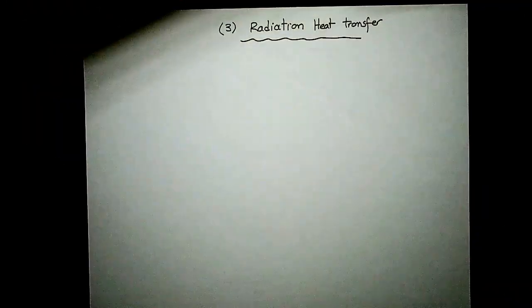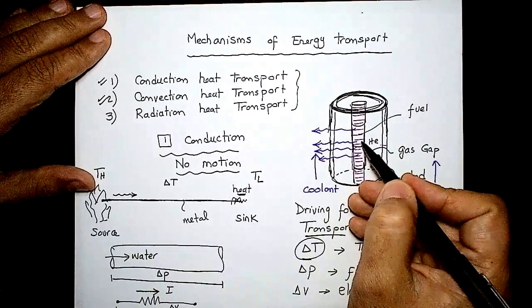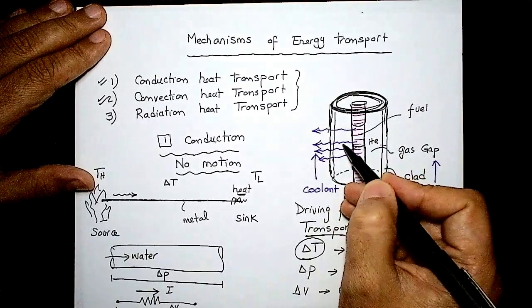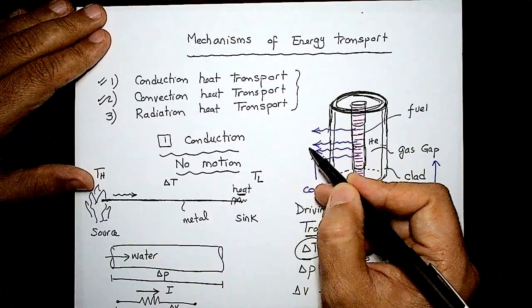Let me get that diagram again. There you go. We have conduction in the fuel pellets. Then we have conduction through the stagnant helium layer. Then we have conduction through the wall of the clad. Then we have convection outside.